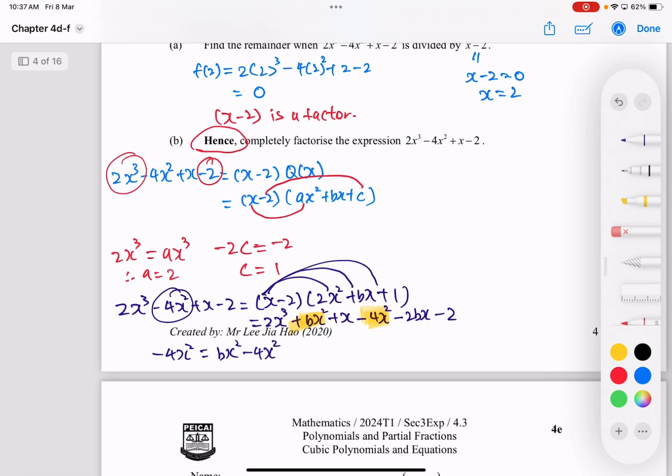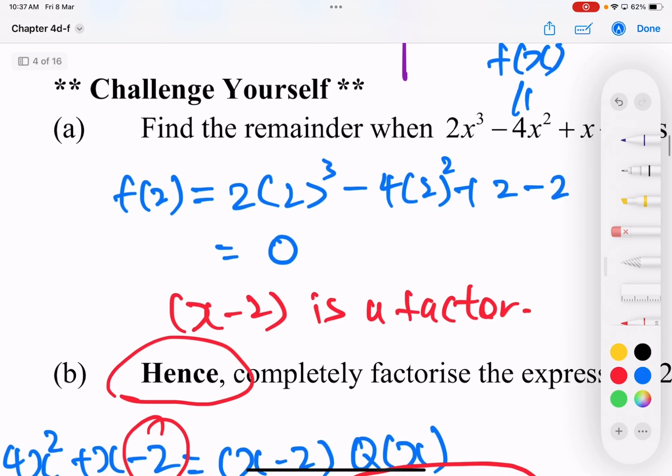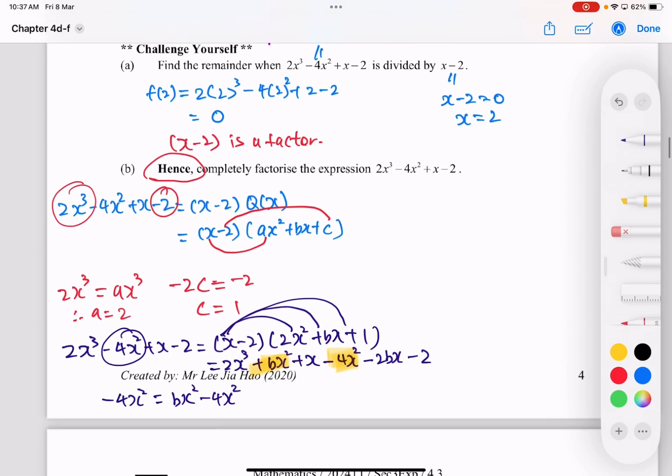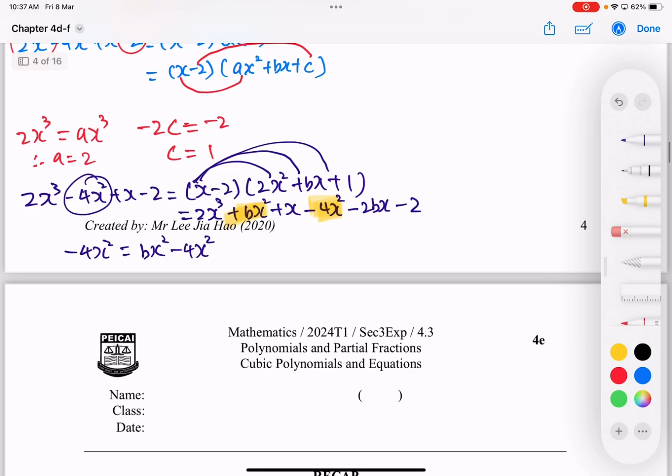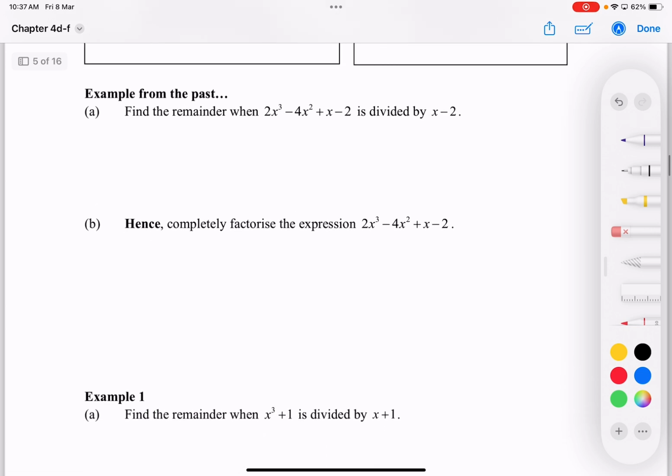So, yes, maybe they say this is challenge yourself because if you do by this method, it's a little bit more difficult. If you do by long division, you can easily do it in like 2 minutes. So, pick your poison. I checked with Miss Ang, and she says it should be acceptable.